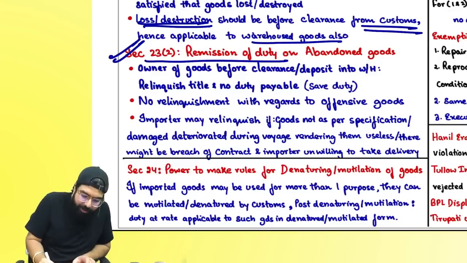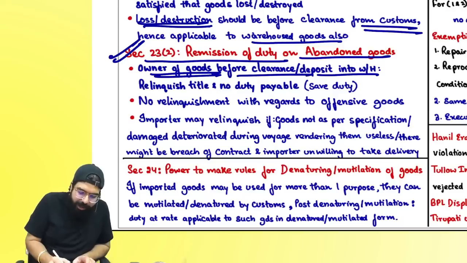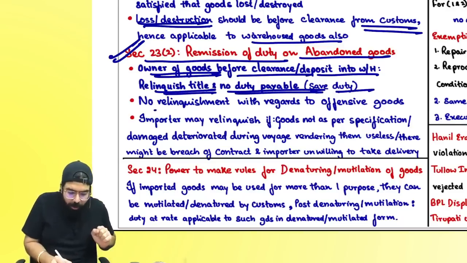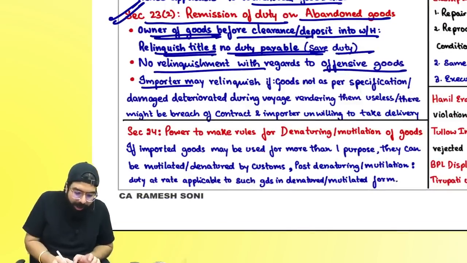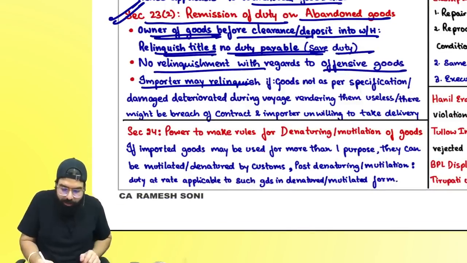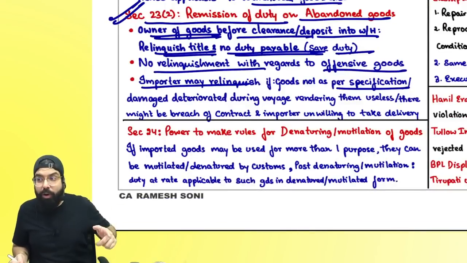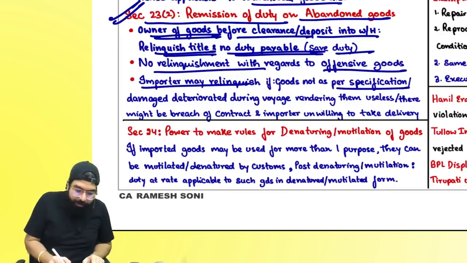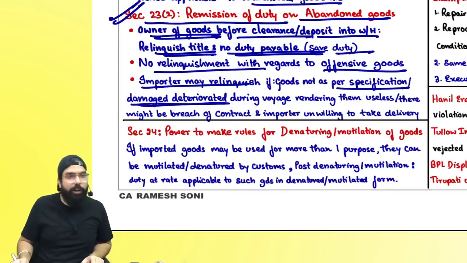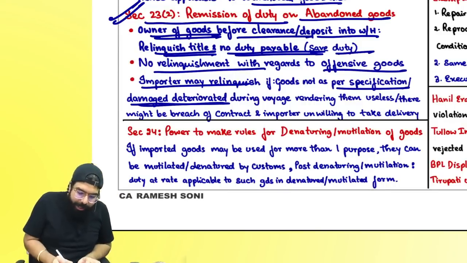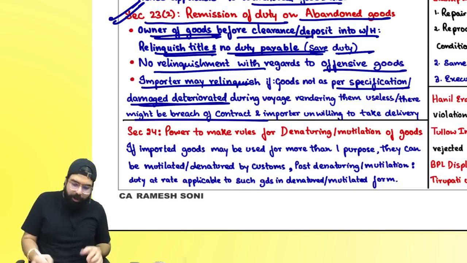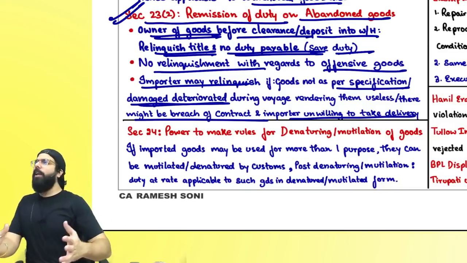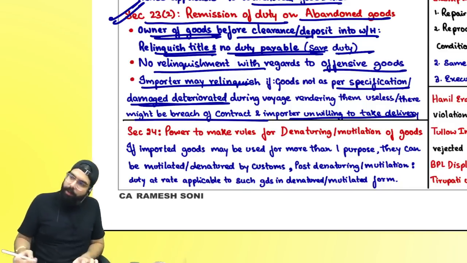Here they are telling remission of duty on abandoned goods. The owner of the goods, before clearance or depositing in the warehouse, can relinquish the title and they don't have to pay any duty. No relinquishment in case of offensive goods, and the importer may relinquish if the goods are not as per specification. You asked for an iPhone, they sent you a pineapple phone, or goods are damaged or destroyed during the voyage, or there is a breach of contract and you are not willing to take delivery. Don't take delivery, we will not take duty. Can I go ahead, everyone?